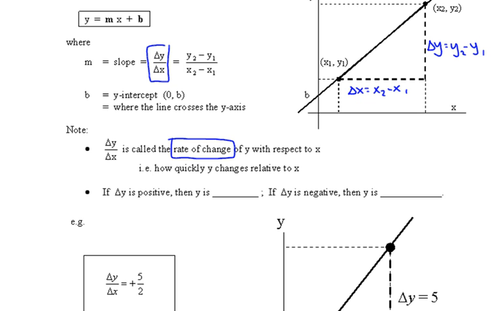Okay? So if delta y is positive, then your change of y is a positive value, and y is increasing. And if that change of y is negative, then y is decreasing.